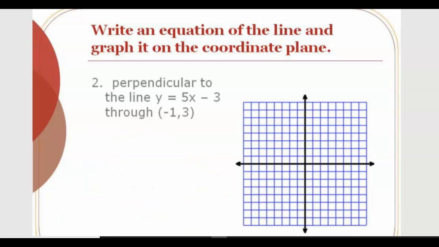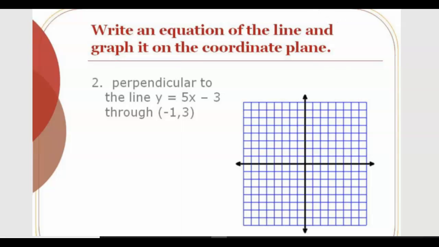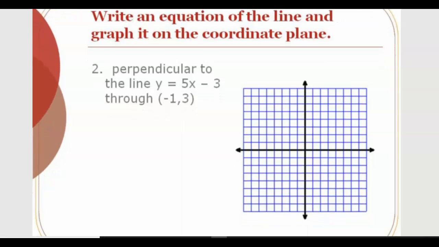Okay. And the next example, same idea. So we want to graph our line. We want to get the equation of our line. And we're going to use the given information. So we are given that it is perpendicular. So that means my slope is the opposite reciprocal of the equation given, going through the points given. So it's going to go through negative 1 and positive 3.